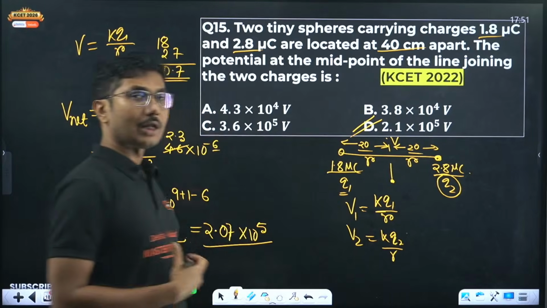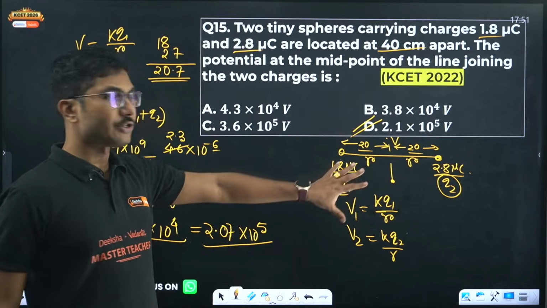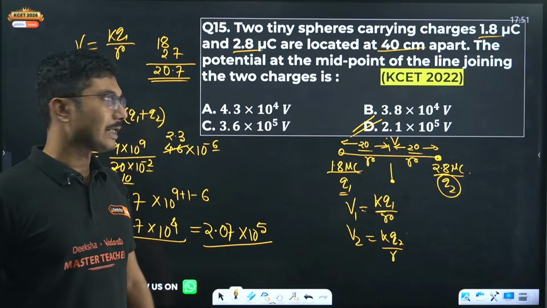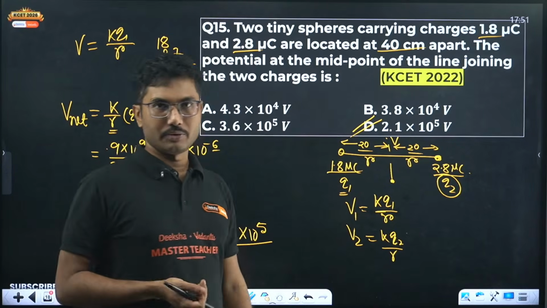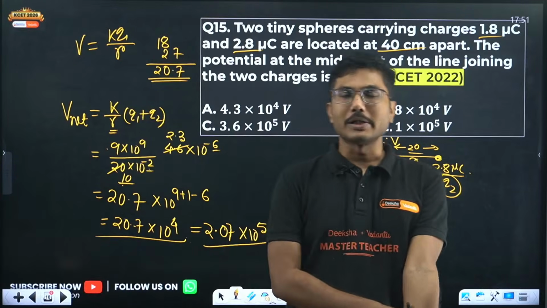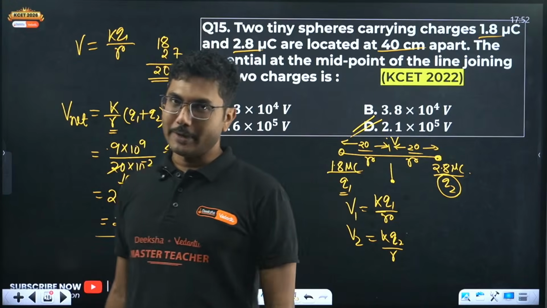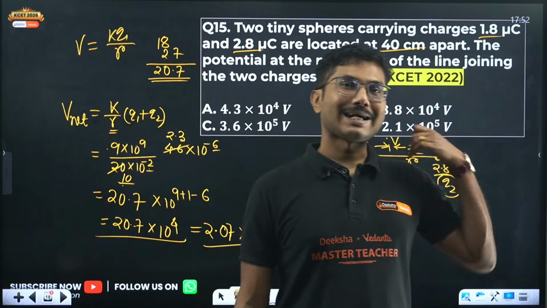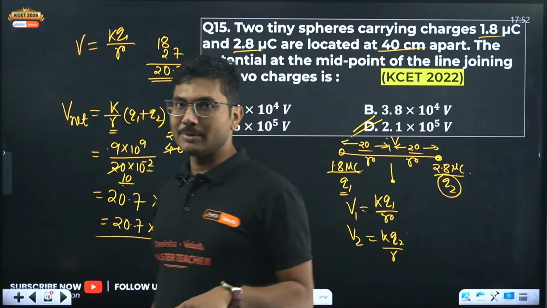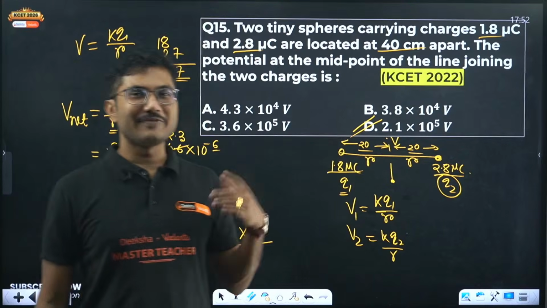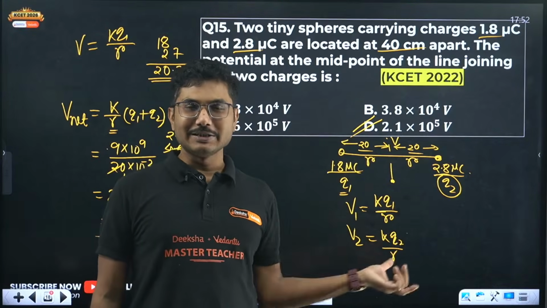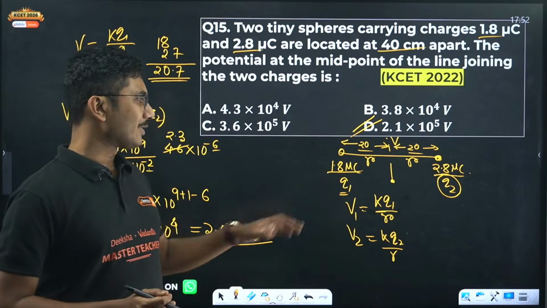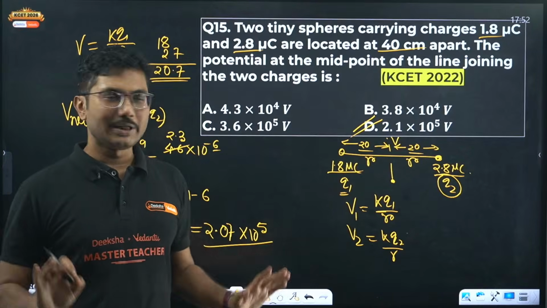Now what is the total potential? Total potential is a scalar quantity. Scalar quantity means 2 plus 2 is 4. If it is a vector quantity, 2 plus 2 may not be equal to 4. For a vector quantity, you have to consider the direction as well. 2 plus 2 can be at most 4, at minimum 0. In vector quantities it lies between 0 to 4, but for a scalar quantity, 2 plus 2 is simply 4.